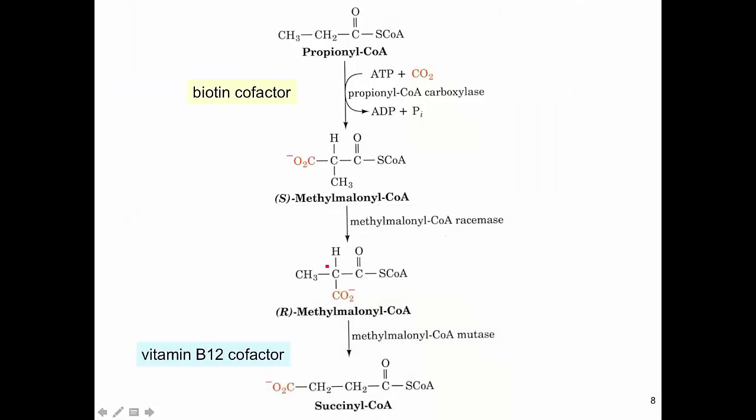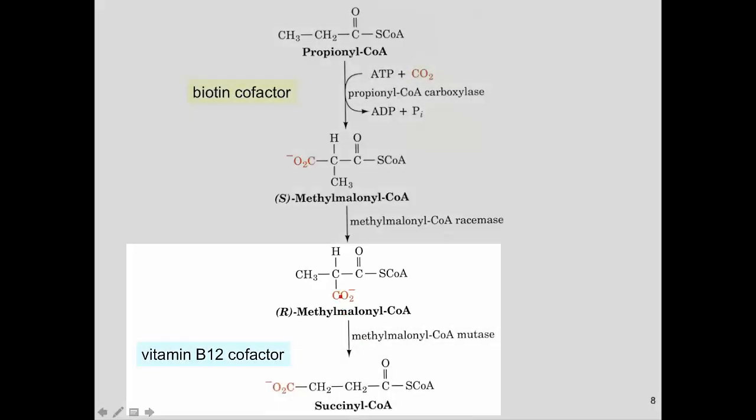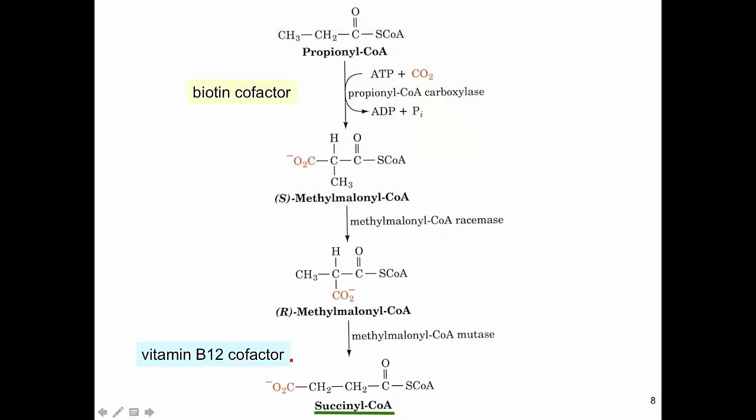Then methylmalonyl-CoA undergoes a racemization, so the optical isomers are switched. And finally, there's a migration in which this carbon moves from carbon 2 to carbon 3 with the production of succinyl-CoA. And this reaction has vitamin B12 as a cofactor. Vitamin B12 is used in exactly 2 reactions in humans, and this is one of them. And yet, quite remarkably, it's absolutely required for human health.